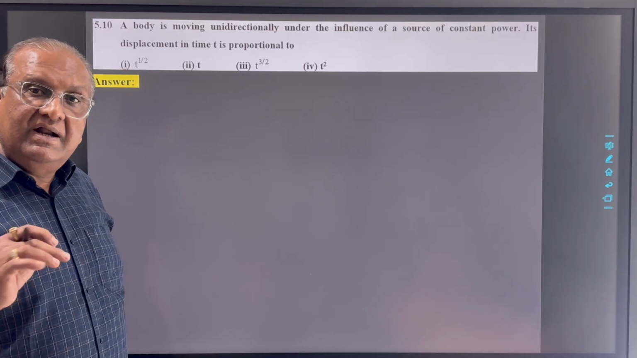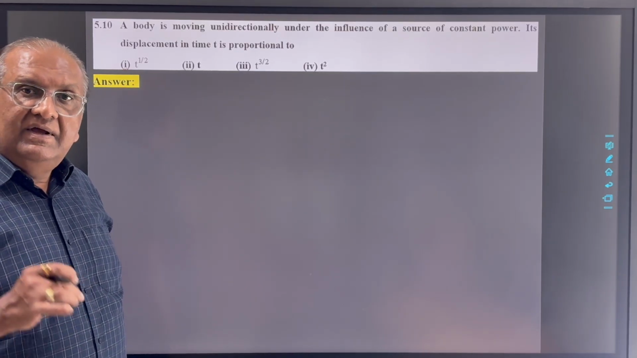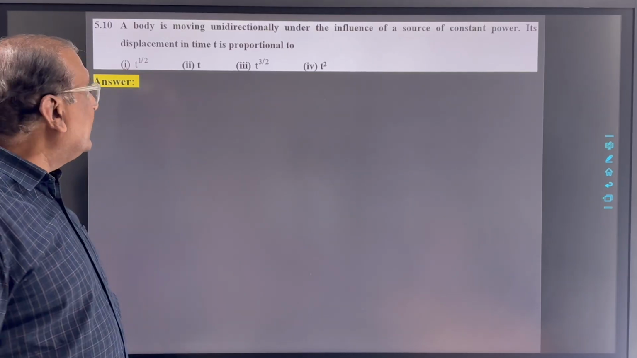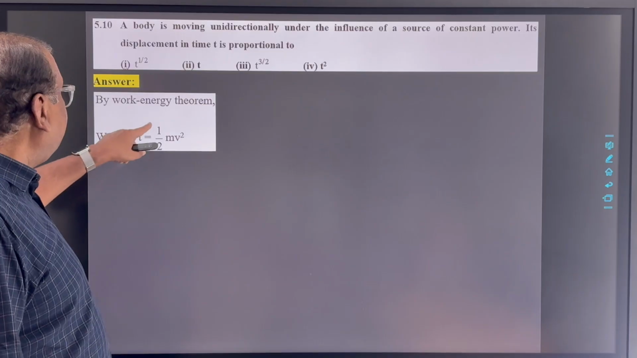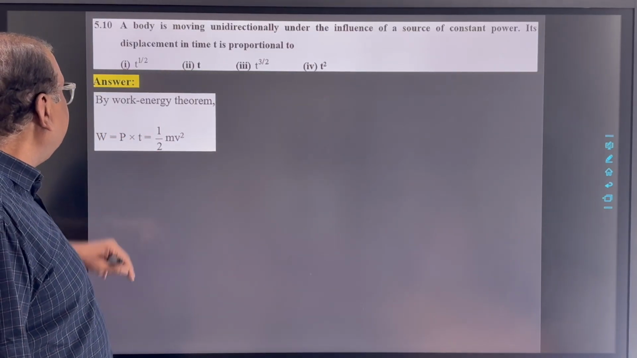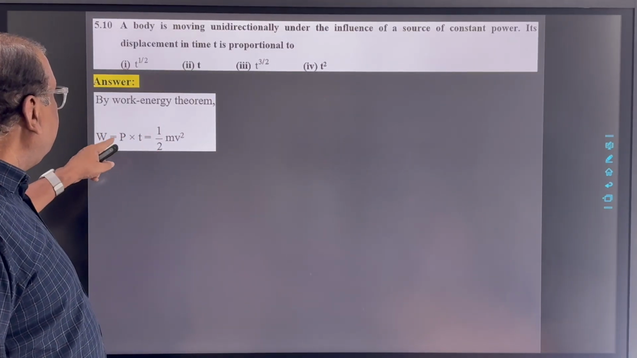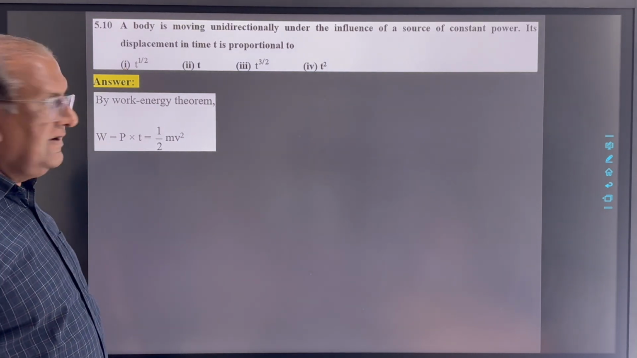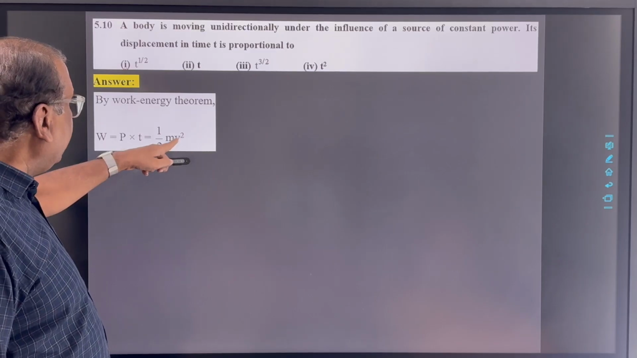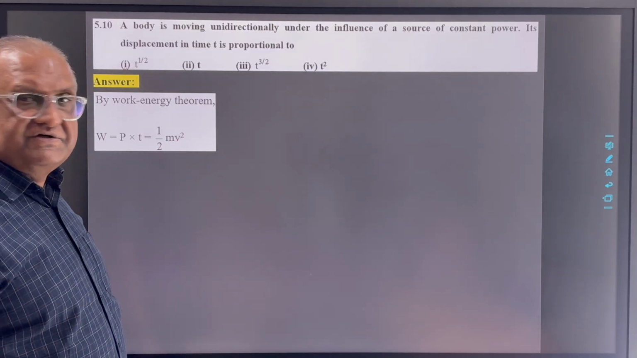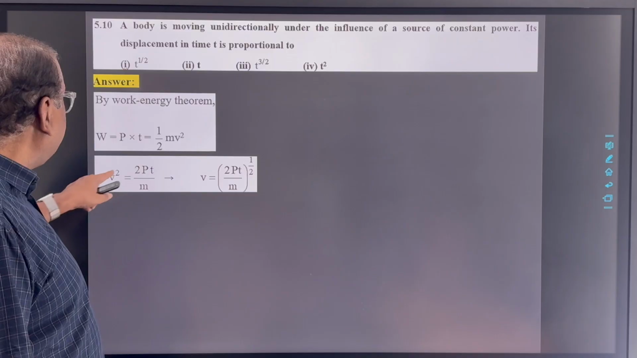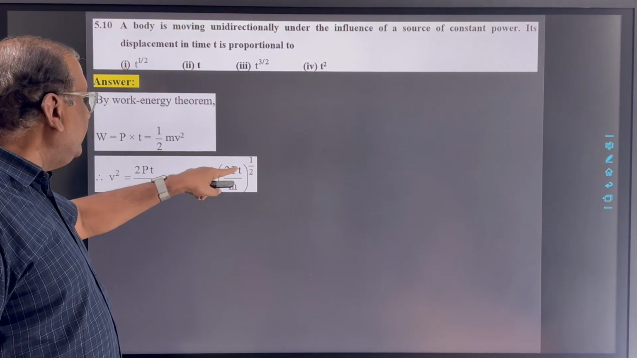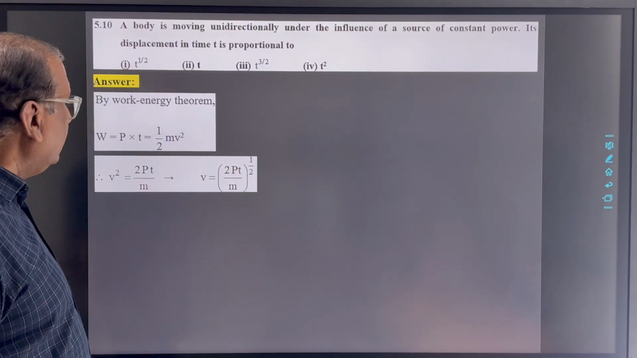And work done W is the change in kinetic energy. So the change in kinetic energy is the final kinetic energy, half mv square. So W, that is P into T, is half mv square. Now we want to find V first. So we can write V square is 2Pt by m. So V is (2Pt by m) raised to 1 by 2.